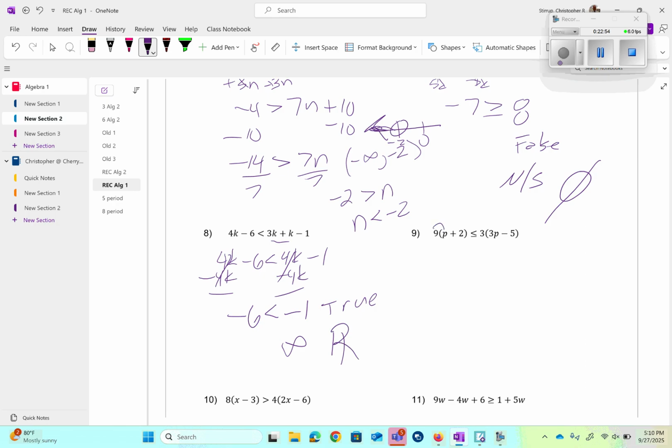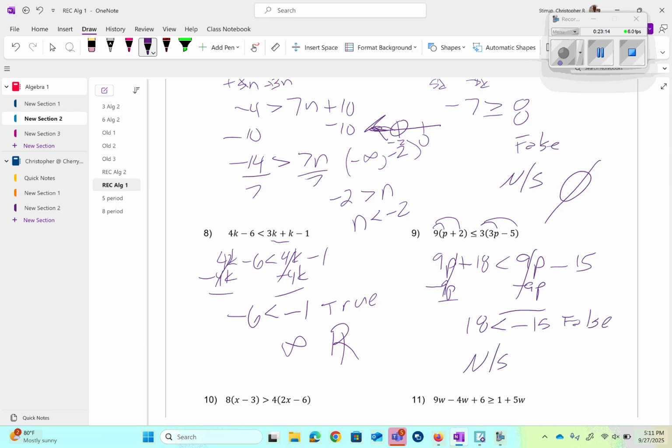Okay, number 9, let's distribute the 9 over the parentheses. That becomes 9p plus 18 is less than, distribute here, 9p minus 15. So this is going to be a special case, like we've just been working. The 9p's cancel. 18 is less than negative 15. This is false. This is no solution. Or you could write the empty set, or no solution, the 0 with the slash through it.